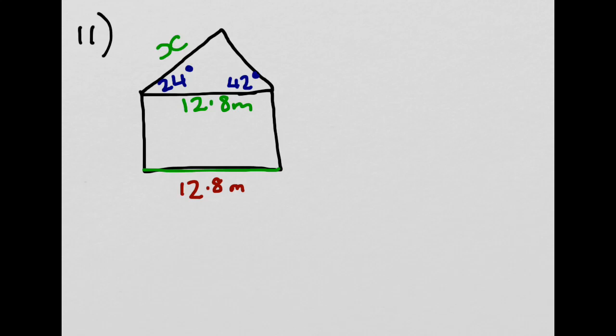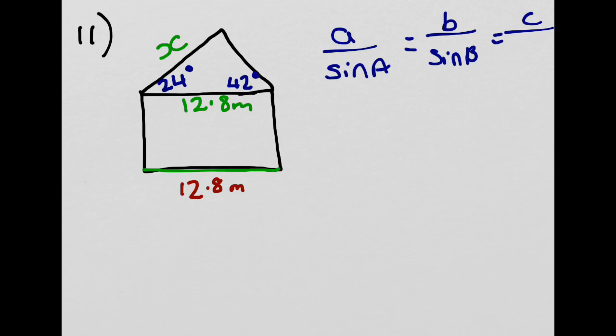Okay. Now we have 2 sides of our triangle, and we've got 2 angles, so we'll be looking to use the sine rule. Now the one problem I've got with this is that I don't have the angle opposite the 12.8. Now I'm going to need that for my sine rule, so what I have to do is figure out what this missing angle here is before I use the sine rule.